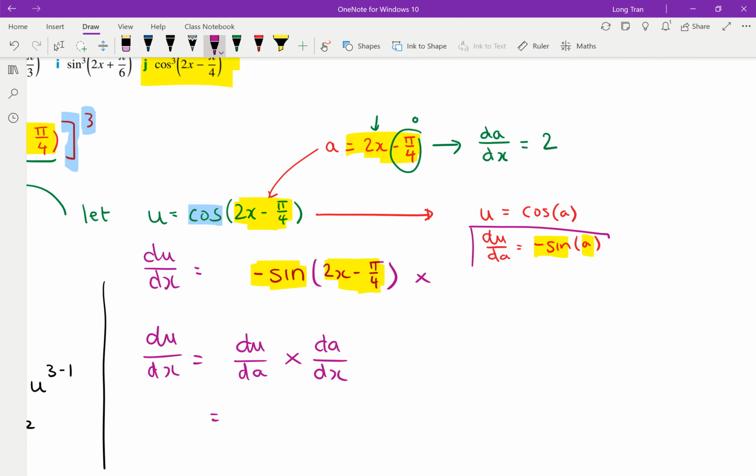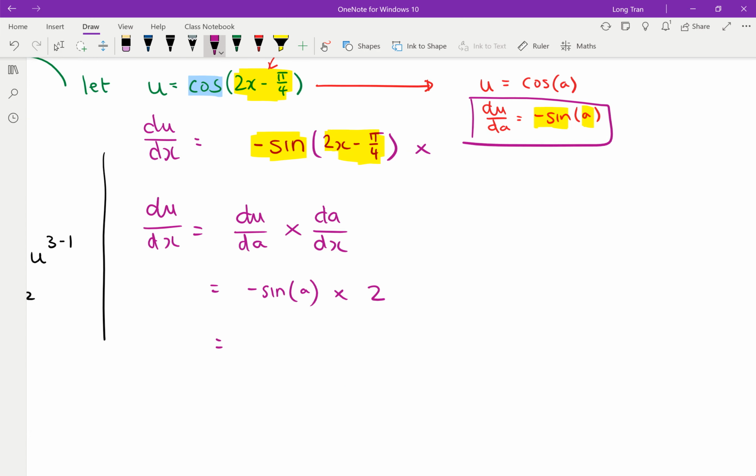That's my negative sine of 2x, or just to make it easier for you to understand, I'm just going to keep a there, times delta a delta x, which I found over here before, and that's 2. So putting it together, it is now negative 2 sine of, and since we know that a was 2x minus pi on 4, this is my delta u in terms of x, no a's.